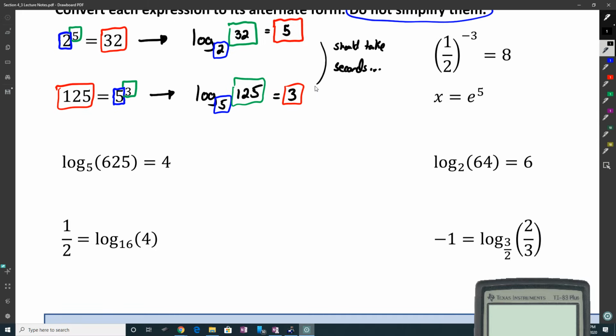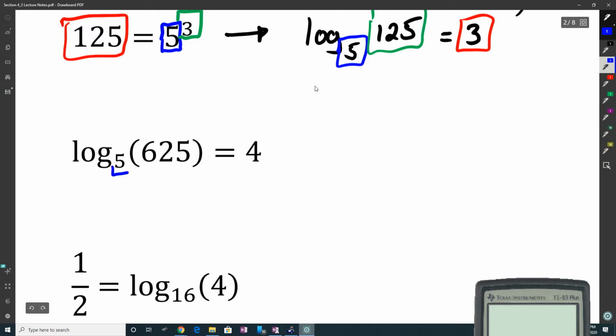Anyway, same thing here. Log base 5 of 625 equals 4. So here, notice that this is written in logarithmic form. So here the base is 5. The inside is 625, whereas the answer is 4. So I want to switch to the other form. Now the other form looks like this.